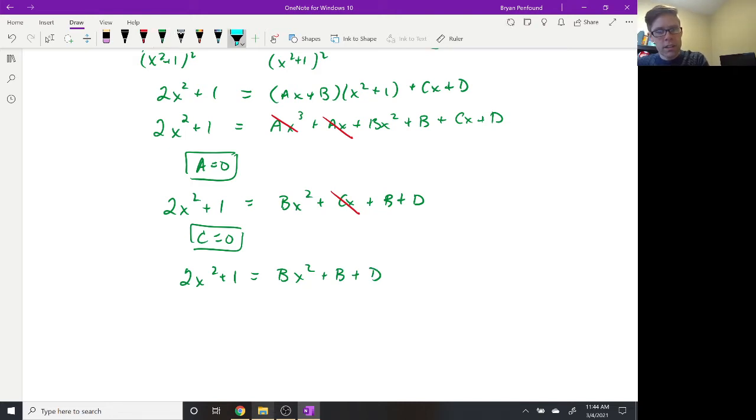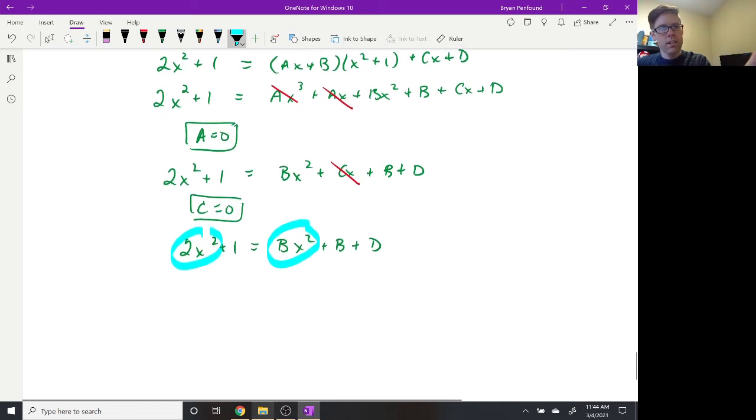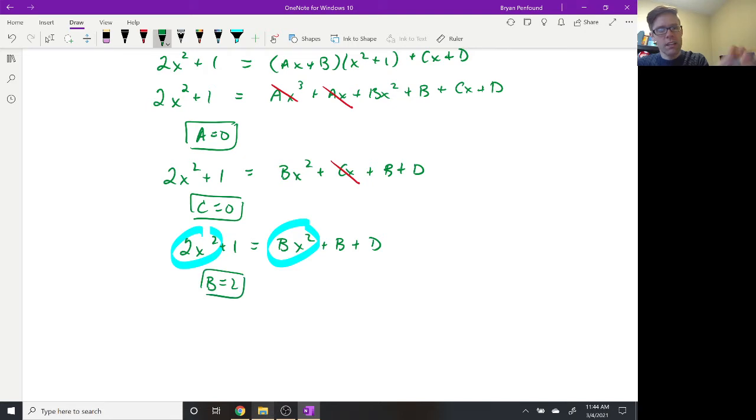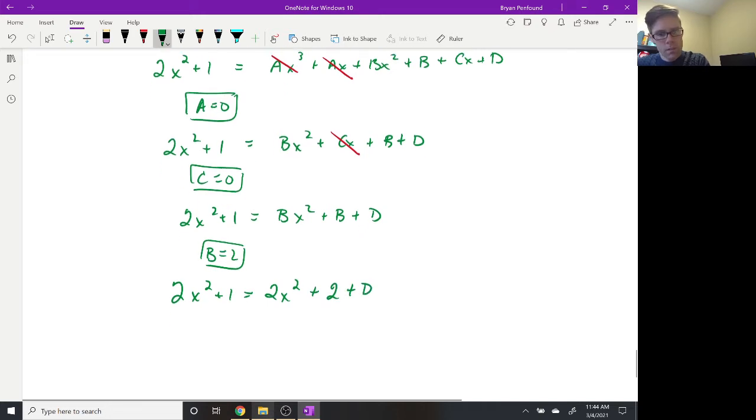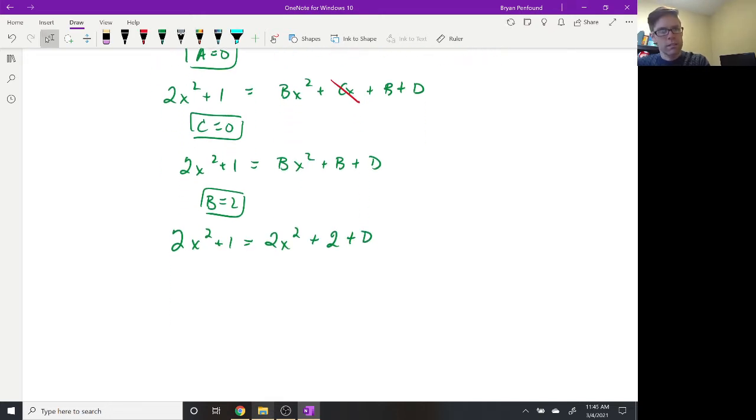And next we're going to take a look at the x squared terms. So it looks like we have 2x squared terms. So my guess here is that b must be equal to 2, just kind of comparing these things. And if b was equal to 2, we'd have something like this. We'd have 2x squared plus 2 plus d. All right. So that's good. Those two things, that works.